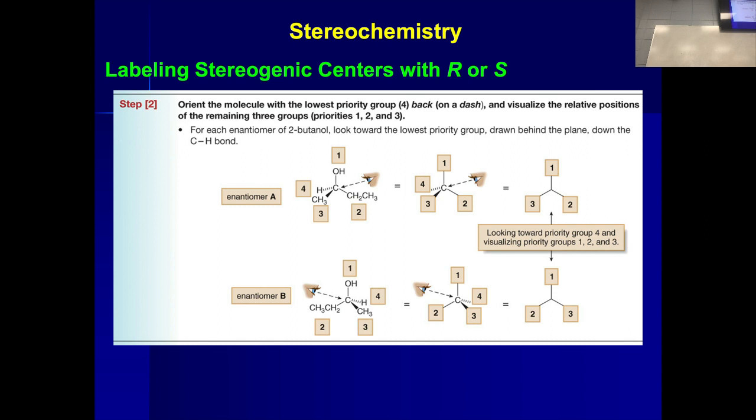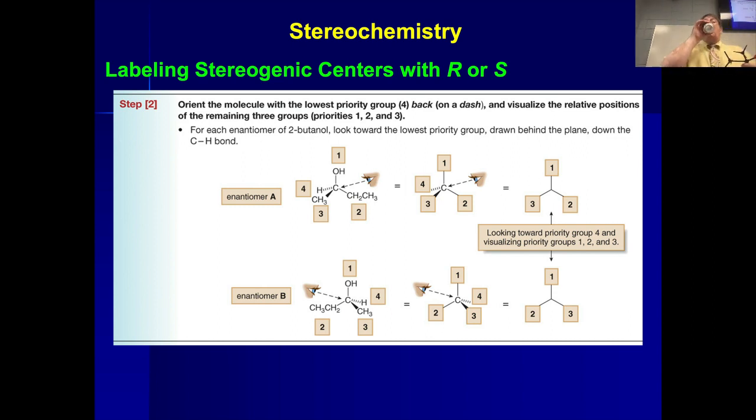Now watch what happens when I leave these two alone and I swap these two. Now I have the R again. Anytime you swap any two groups on a chiral center, you'll get the opposite enantiomer. So if I drew the R for you and I said, give me the S, all you gotta do is swap two groups. You can swap the two groups in the plane, or you can swap two groups otherwise. Any two groups will do it, okay?